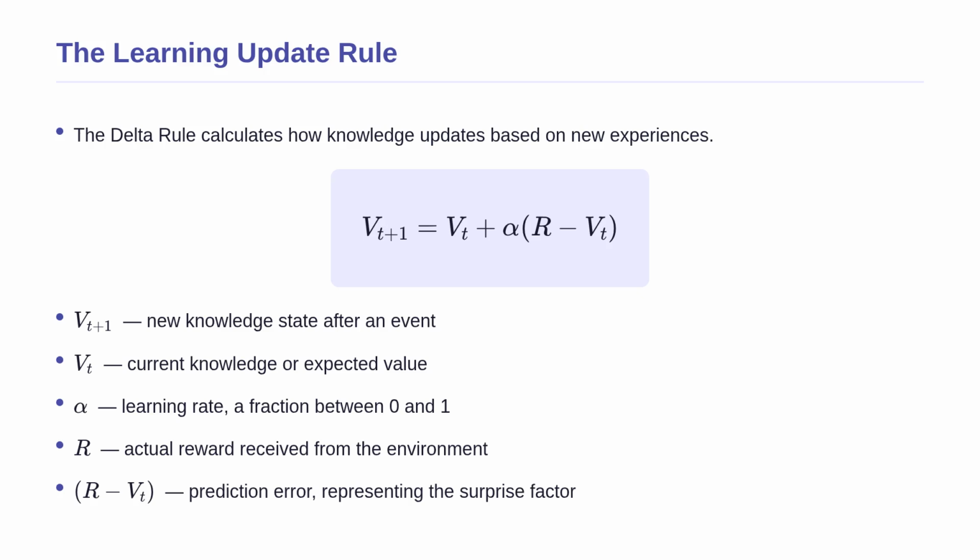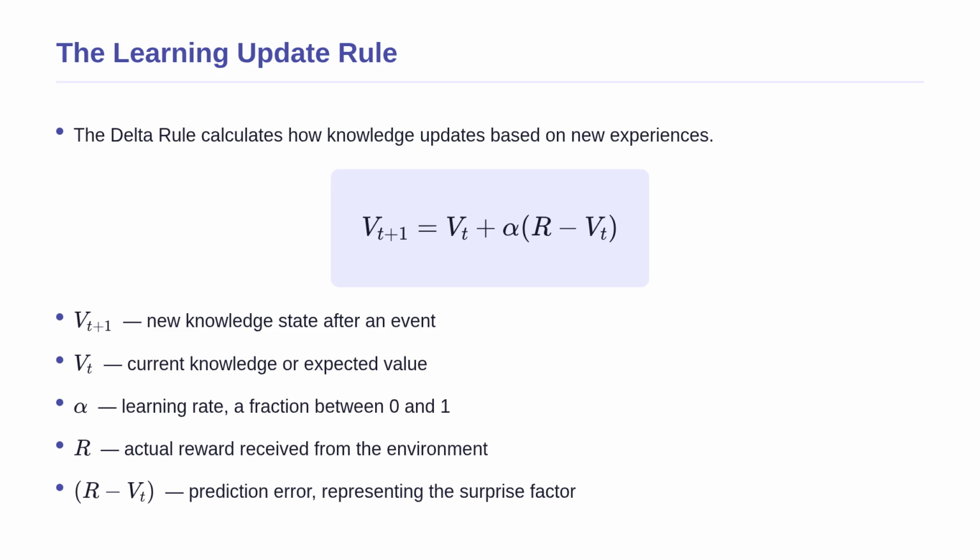This brings us to the mathematical heart of the matter. The core engine of this learning process can be described by a mathematical update rule, often called the delta rule. The formula is Vt plus 1 equals Vt plus alpha times the quantity R minus Vt.